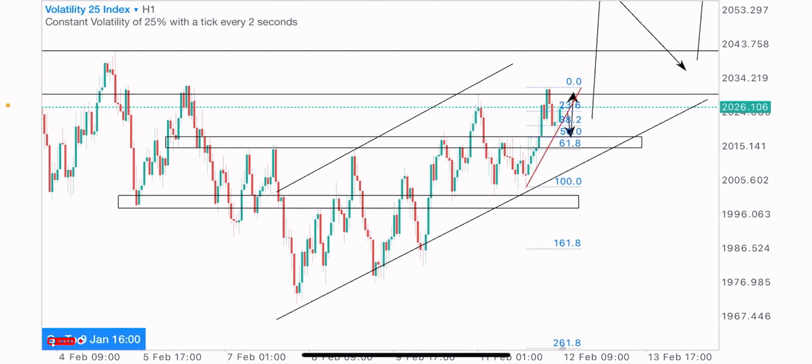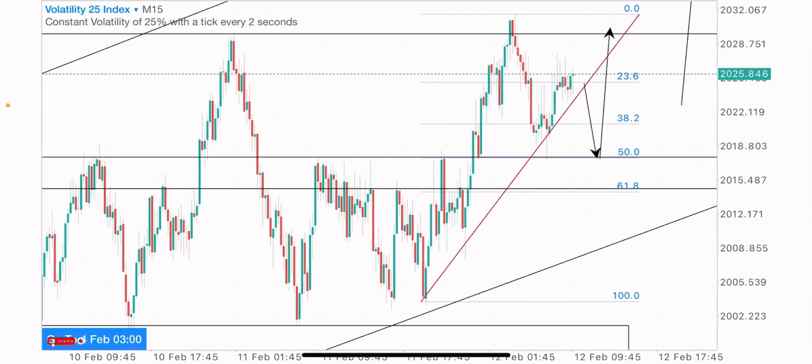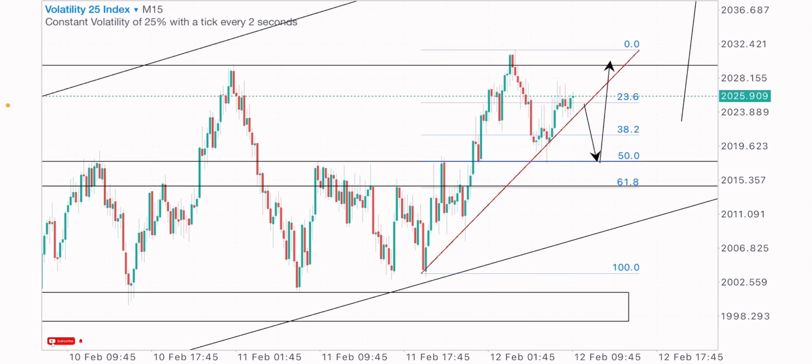So that's my view and analysis on this index price action. And you guys have seen how I was able to analyze from a higher time frame, that's the monthly time frame, down to a lower time frame for our possible entry point.